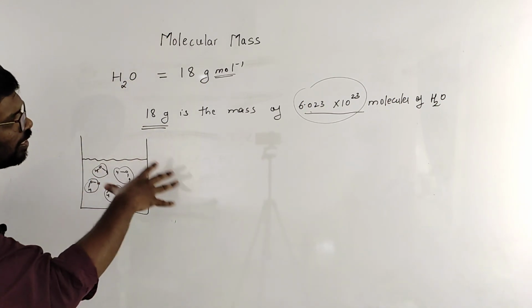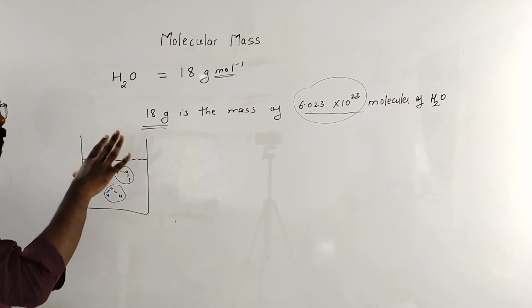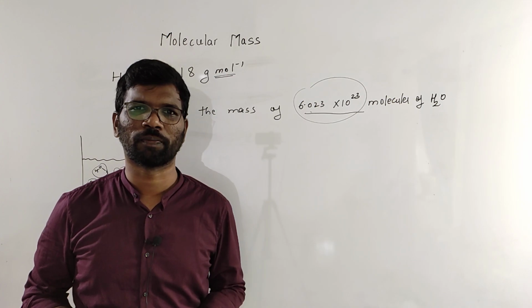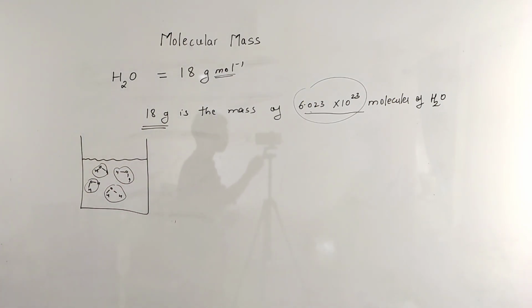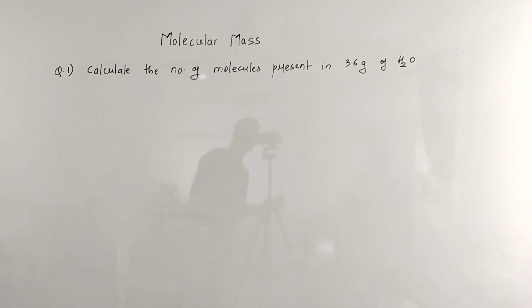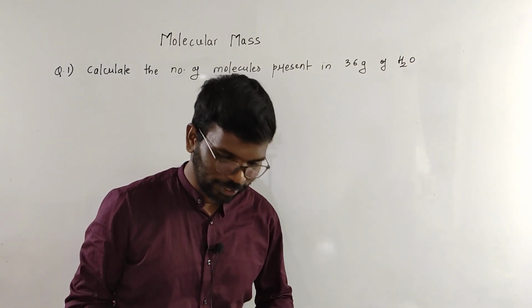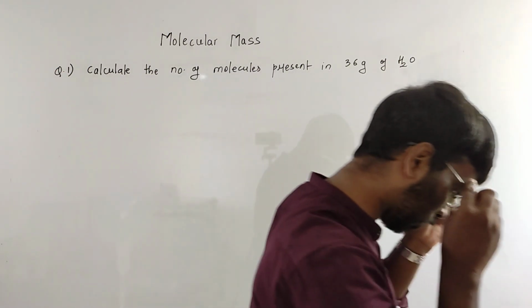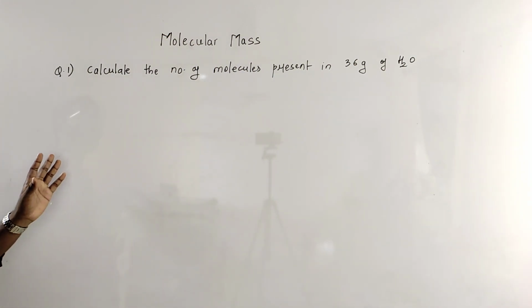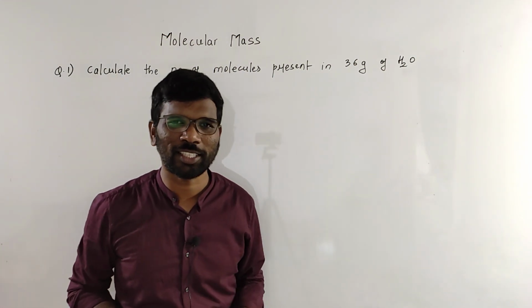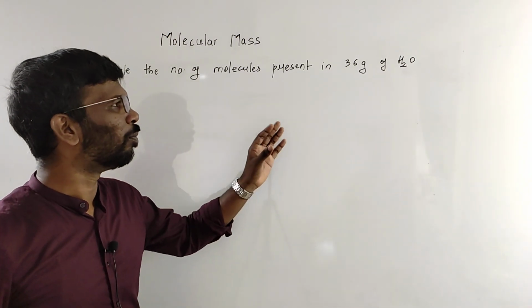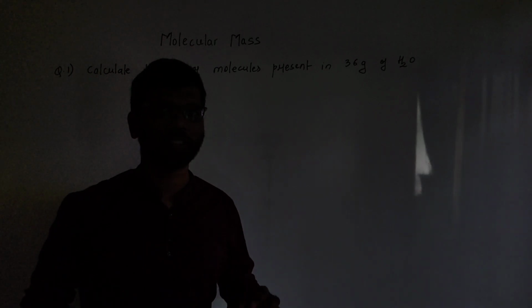Let's understand this concept more deeply by solving a problem. Okay, here is the question. Calculate the number of molecules present in 36 gram of H2O. I want to calculate the number of molecules present in 36 gram of H2O.